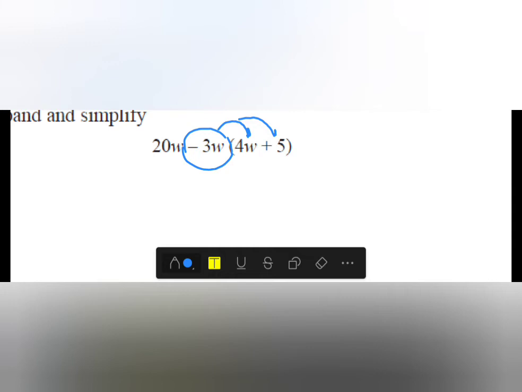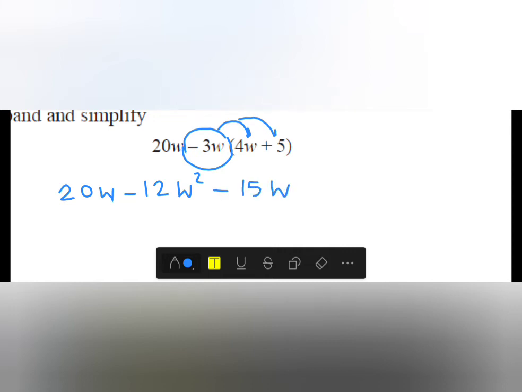Now, we write 20w as it is, 20w, and then negative 3w multiplied by 4w. First, we multiply the coefficients. So it's going to be negative 3 times 4 is negative 12. And then w times w is w squared. Very good. And then negative 3w multiplied by 5 is going to be negative 15w.